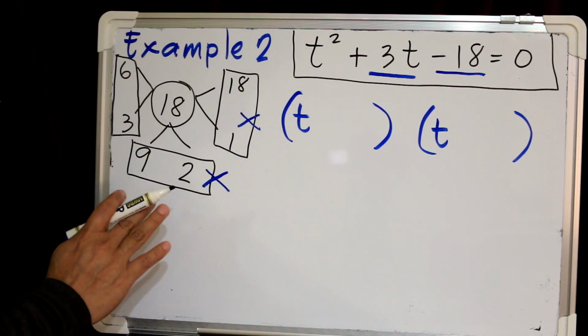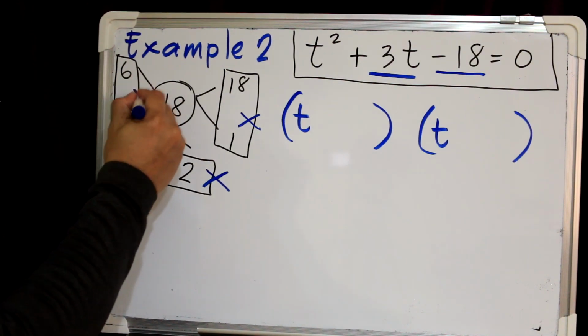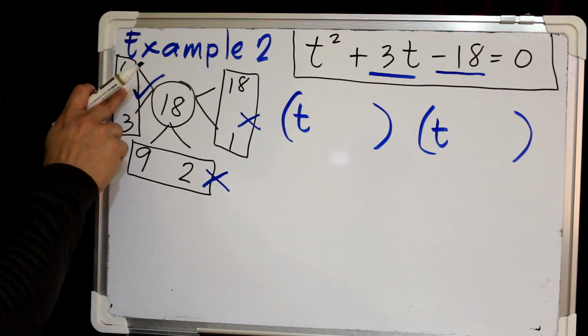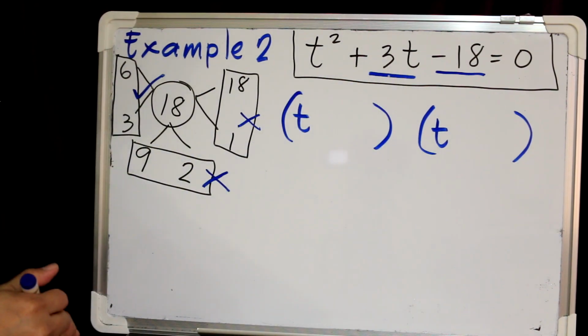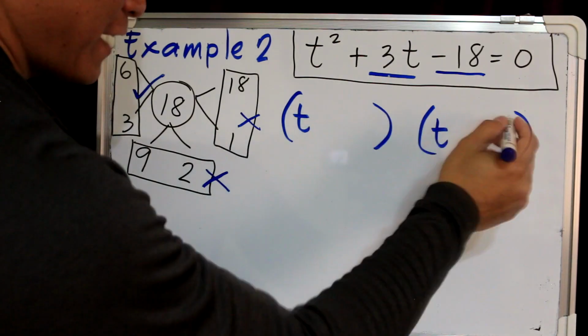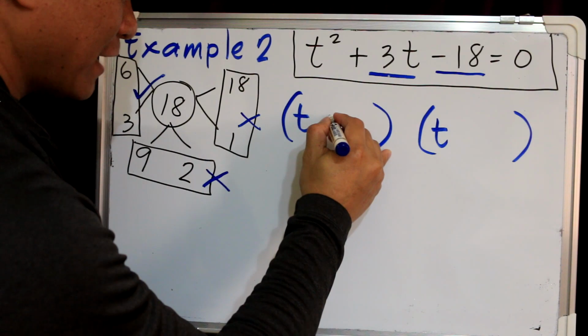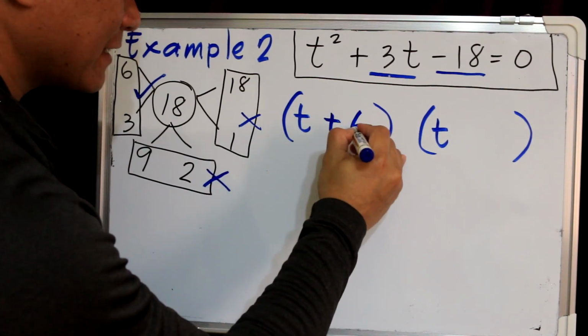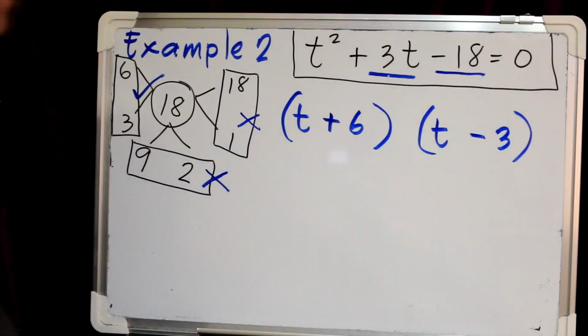Don't use that. But if we have 6 and 3, when you minus 6 with 3, you will get 3 there. Okay, so this means you can write either of the brackets. So you can have t plus 6 and then t minus 3.